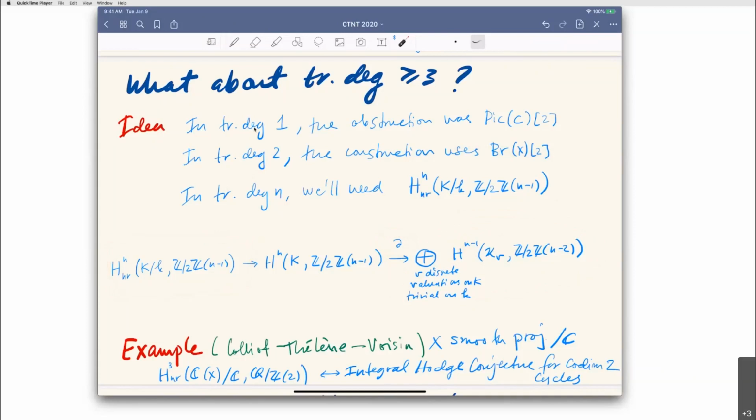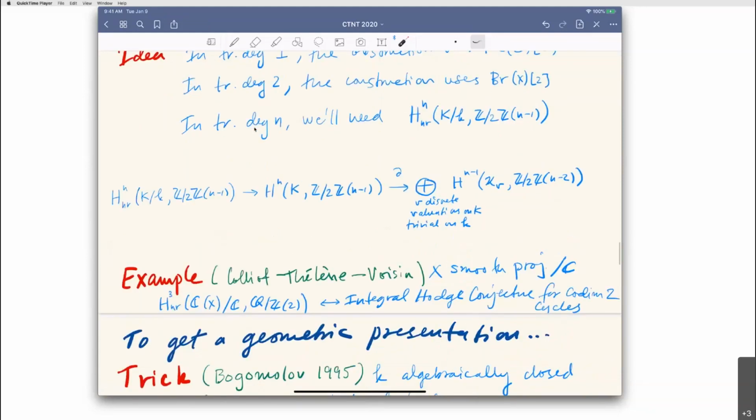I'll just say that we kind of understand this, but this higher unramified cohomology is very mysterious. Already in degree 3, by some work of Colliot-Thélène and Voisin, it's related to the integral Hodge conjecture for codimension 2 cycles. So if you find non-trivial elements in this H3 unramified group, very often these can manifest themselves as counterexamples to the integral Hodge conjecture. So this is a theme that's been taken up very recently.